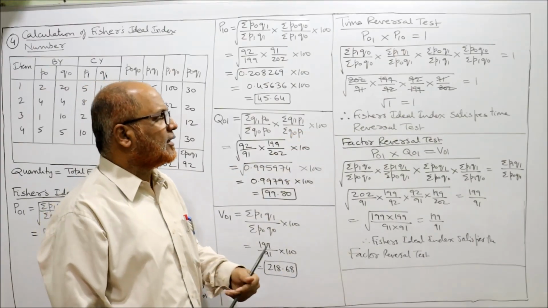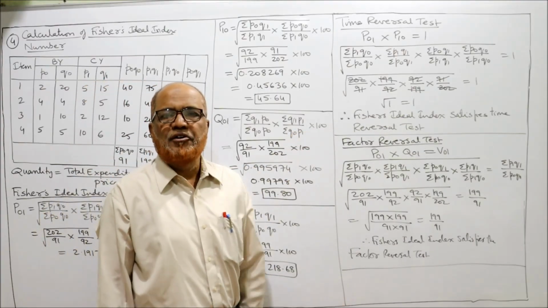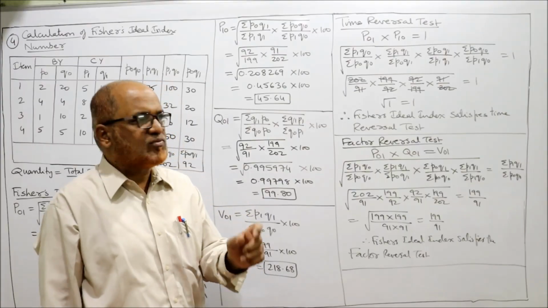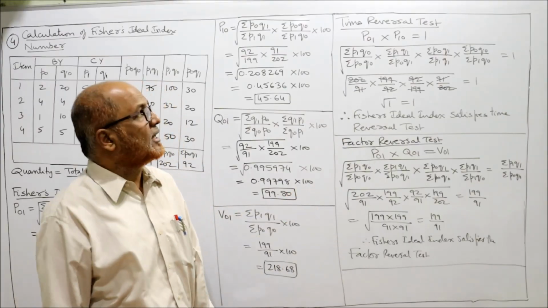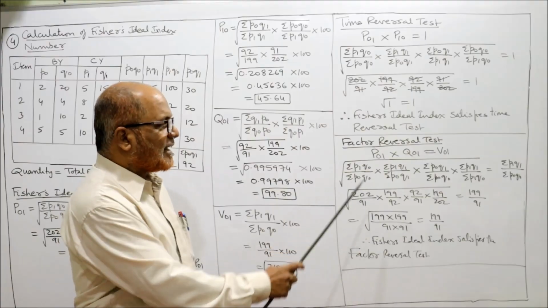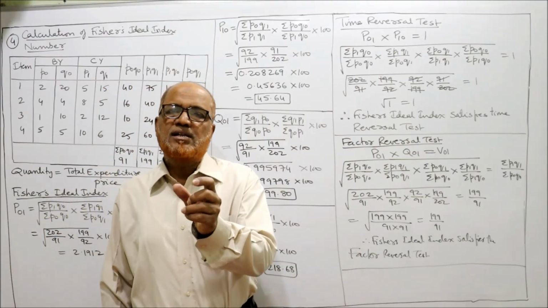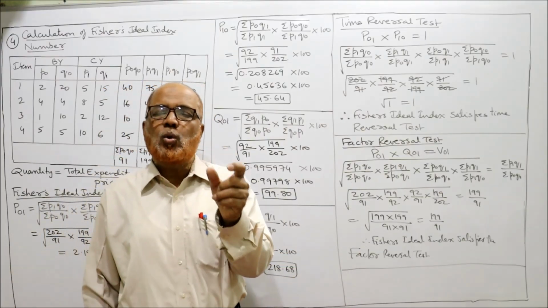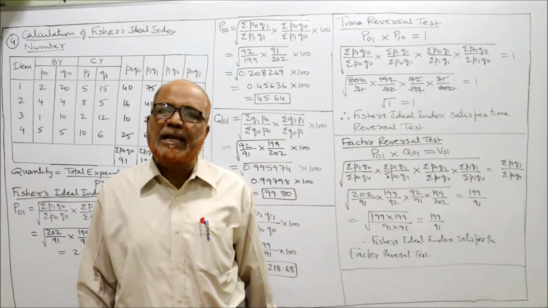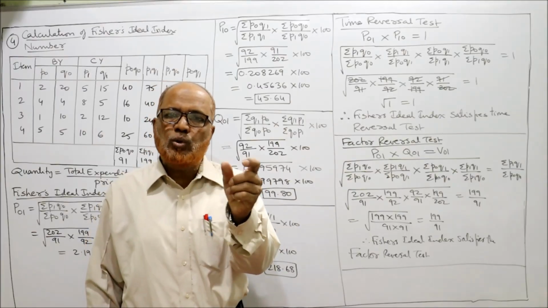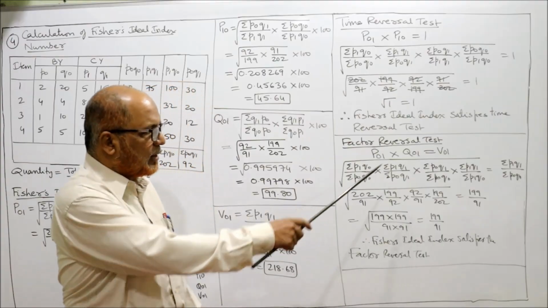So factor time reversal test is satisfied. Fisher's ideal index number satisfies the time reversal test. Now factor reversal test. Factor reversal test says price index into quantity index is equal to value index. PO1 into QO1 is equal to VO1.